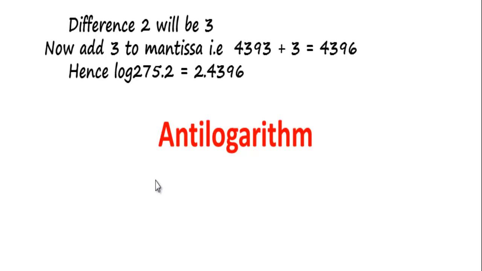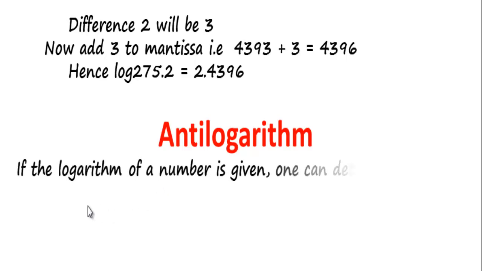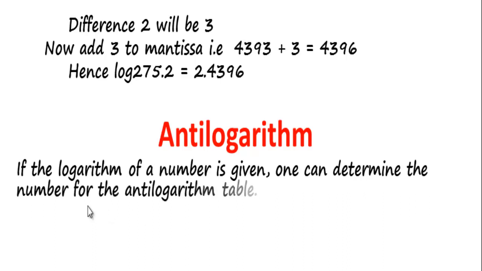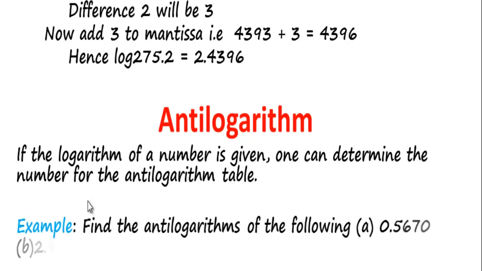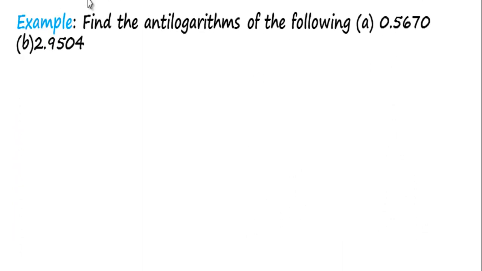Now let's go to antilog. Antilog is the opposite of logarithm, the anti-logarithm. If the logarithm of a number is given, one can determine the number from the anti-logarithm table. Are you getting it? Now let's go. Example. Find the anti-logarithms of the following: A, 0.5670; B, 2.9504.